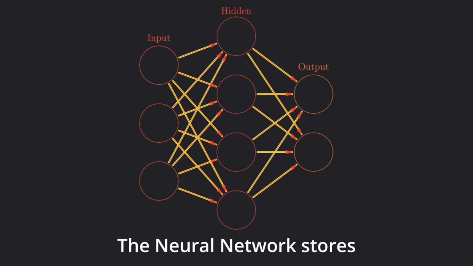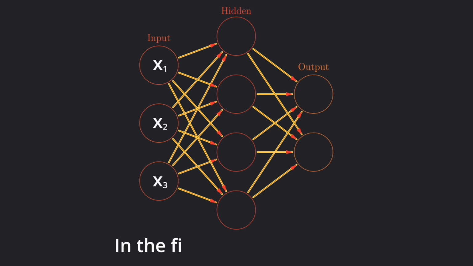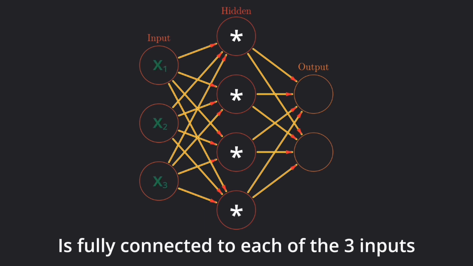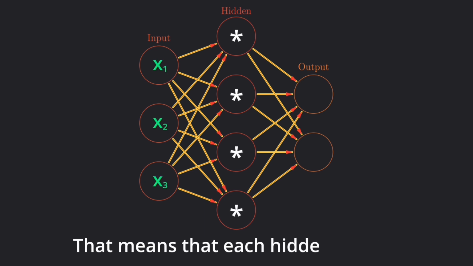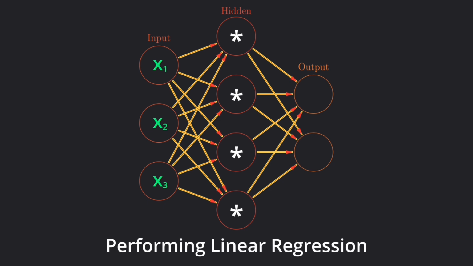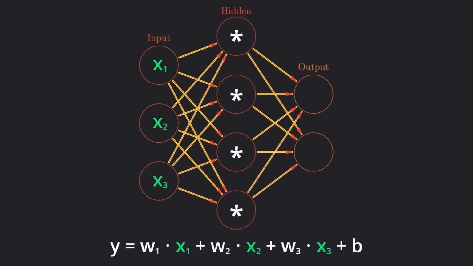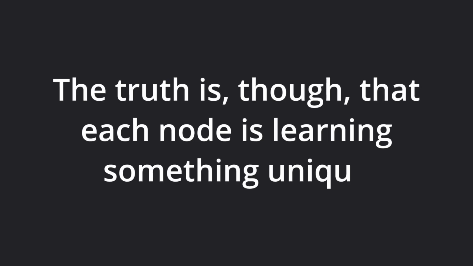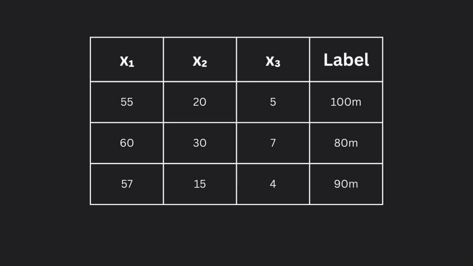The neural network stores X1, X2, and X3 in the first column of nodes, and each node in the hidden layer is fully connected to each of the 3 inputs. That means that each hidden node is performing linear regression based on this equation. Each hidden node learns W1 through W3 plus a constant B so that each hidden node can predict a number Y. We don't need to worry about the interpretation of these numbers, and we can think of them as internal to the model.